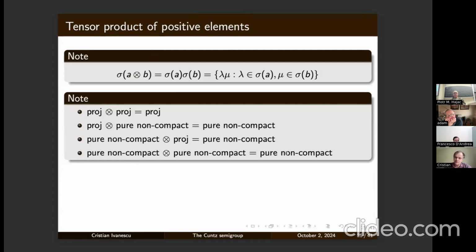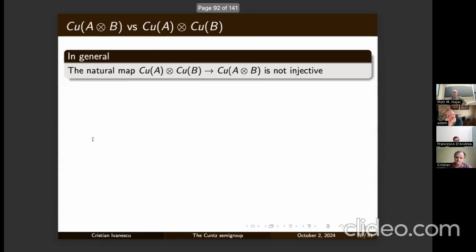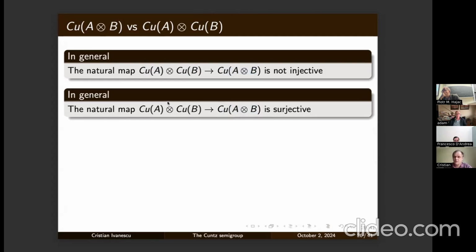So what I'm saying here is that when you now try to look at the map going from Cuntz of A tensor Cuntz of B into the Cuntz of A tensor B, this natural map is not injective. And the reason is because if I have a projection here and a non-projection here, that'll go to a non-projection. So there is a lot of overlapping when I take, say, non-projections with projections and vice versa. This natural map in general is surjective. So the question here is, when is it injective?